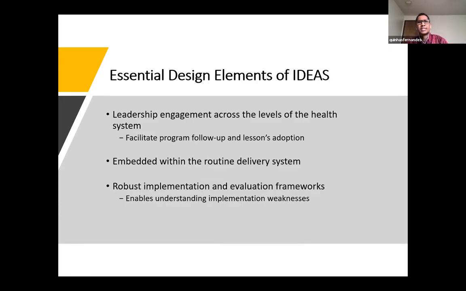Second, interventions such as IDEAS that are embedded within the routine delivery system should be easy to sustain since they have little external support. Finally, IDEAS has a robust evaluation framework, and that facilitates understanding implementation weaknesses and strengths. This is critical to lead the scale up.